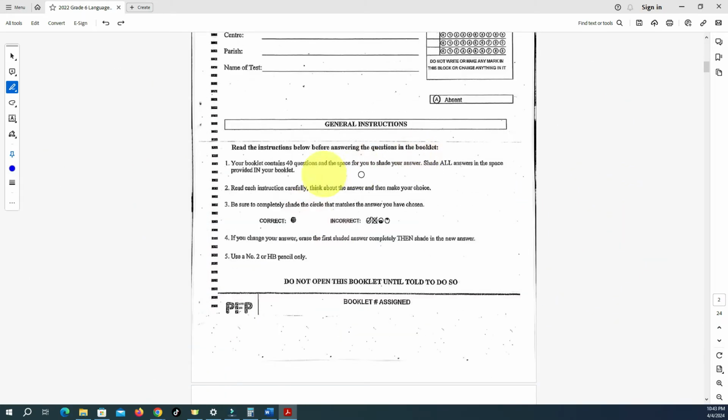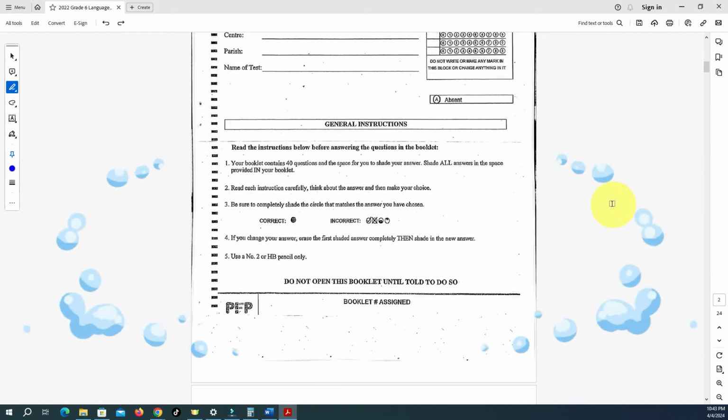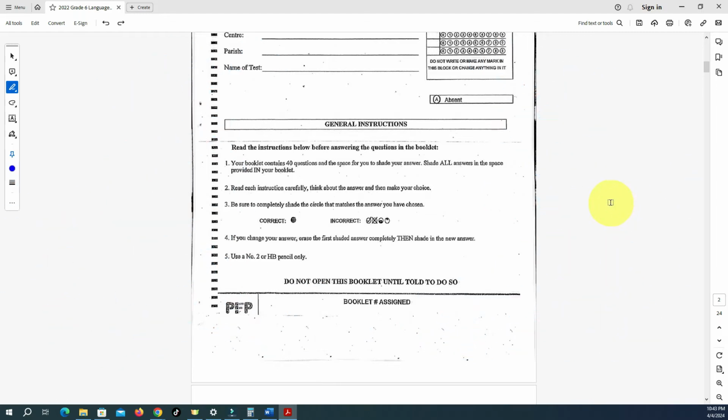So, as you know, the instructions here say your booklet contains 40 questions and space for you to shade your answer. Shade all answers in the space provided in your booklet. Read each instruction carefully, think about the answers, and then make your choice. Be sure to completely shade the circle that matches the answer you have chosen.